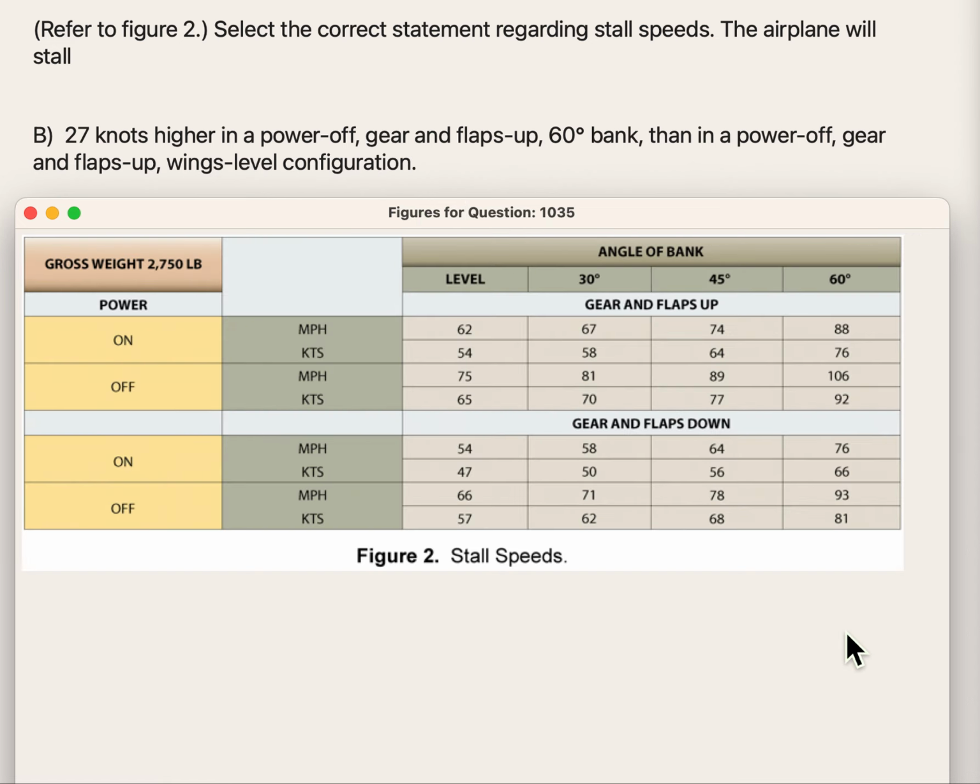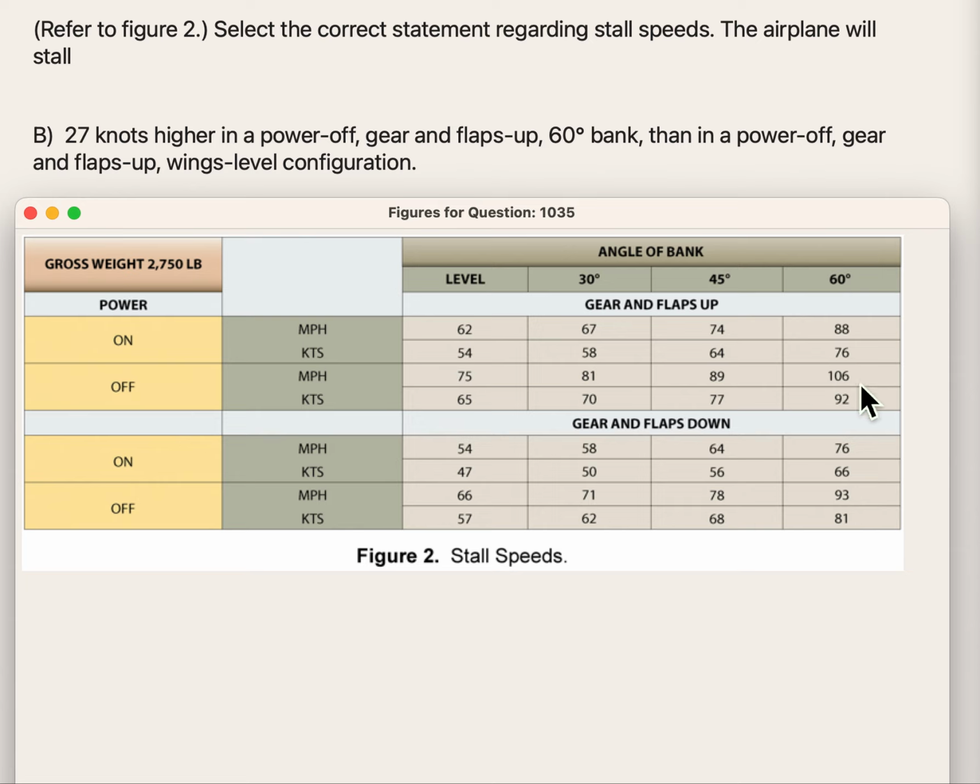Select the correct statement regarding stall speeds. The airplane will stall 27 knots higher in a power off, gear and flaps up, 60-degree bank than a power off, gear and flaps up, wings level configuration. So I guess we look at the power off, gear and flaps up, 60-degree bank.